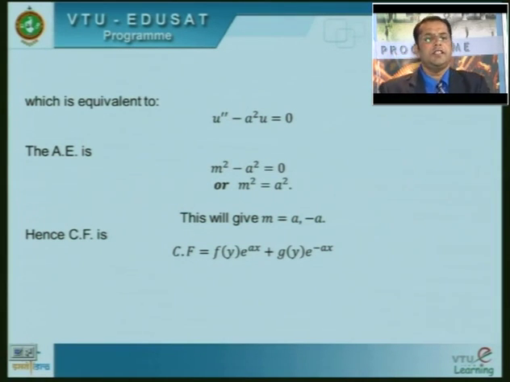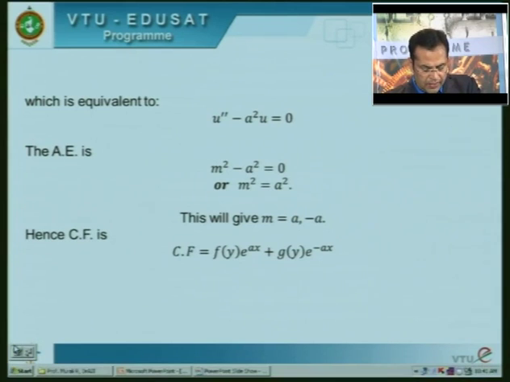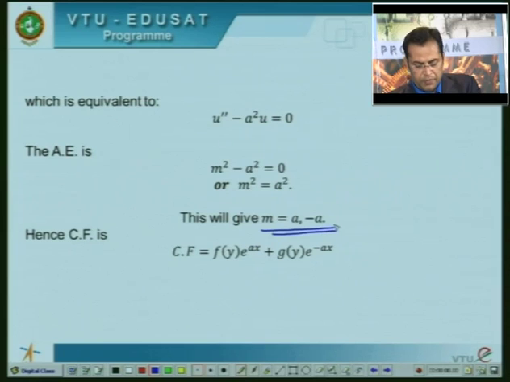The auxiliary equation is m square minus a square equal to 0, which gives you m square equal to a square, or on solving you get the roots as m equal to plus or minus a. So, let me repeat again, for a and minus a, it is c1 e power ax plus c2 e power minus ax in the normal sense.